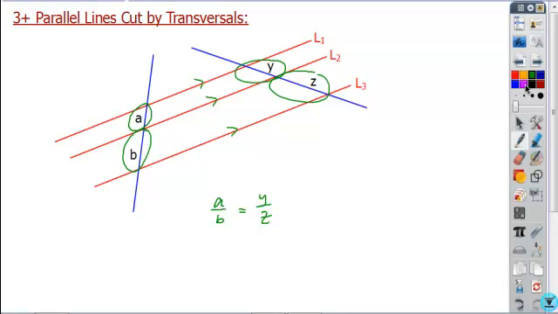Okay, so what that would mean is if we had a third transversal come through here with, let's say, S and T, then that ratio will also hold true. The ratio of S over T is the same as A over B or Y over Z.